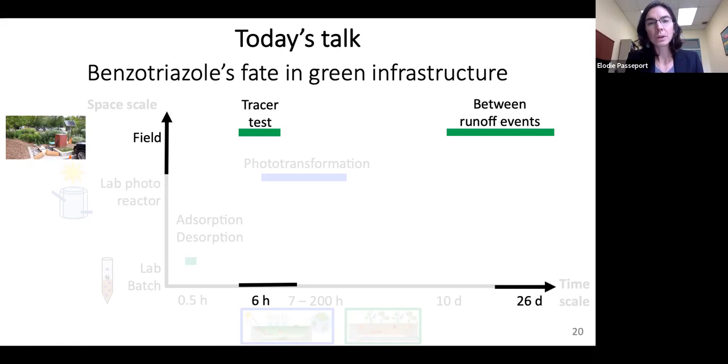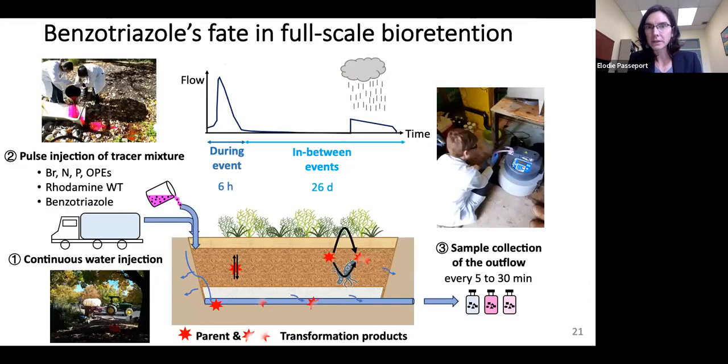So what we did is a tracer test, or some others call that an injection or a challenge test. It consisted of first injecting water from a cistern, so a little more than 6 cubic meters of water, in order to kind of simulate a runoff event.